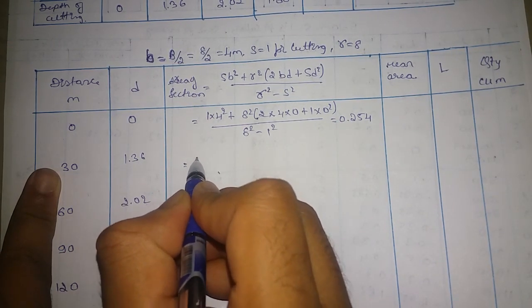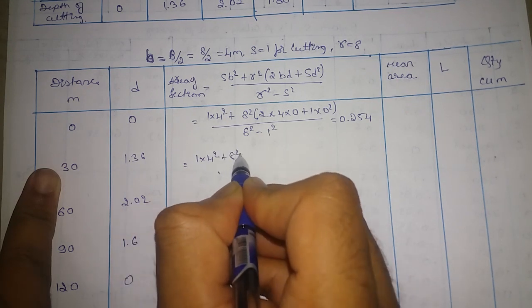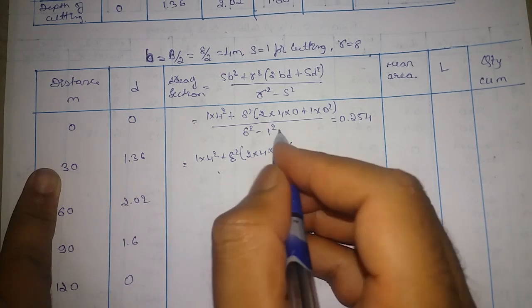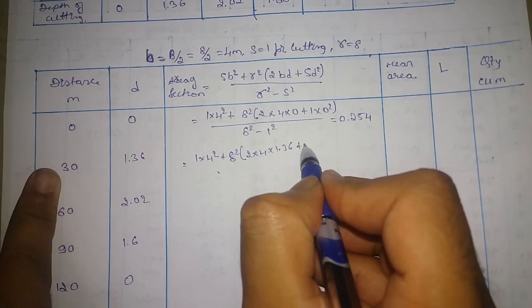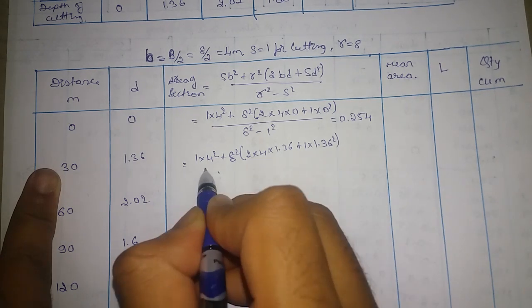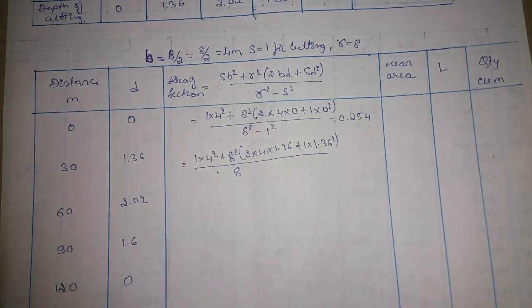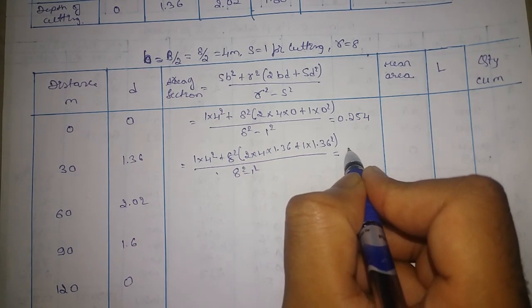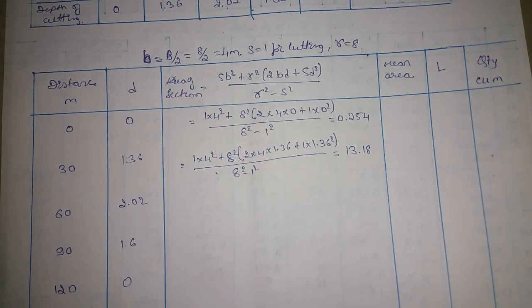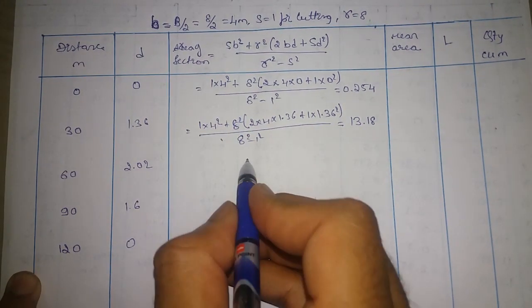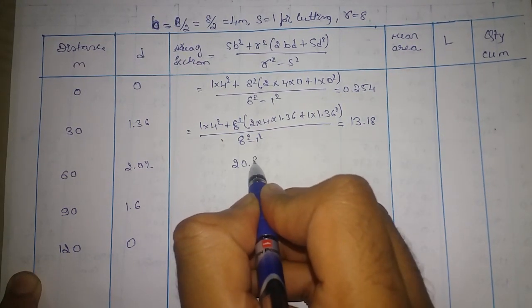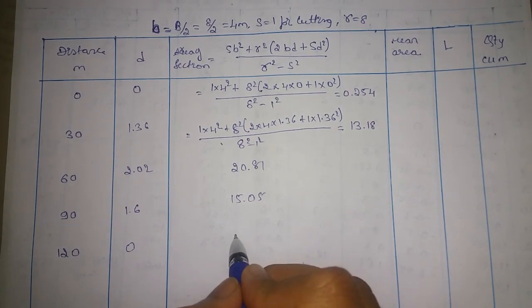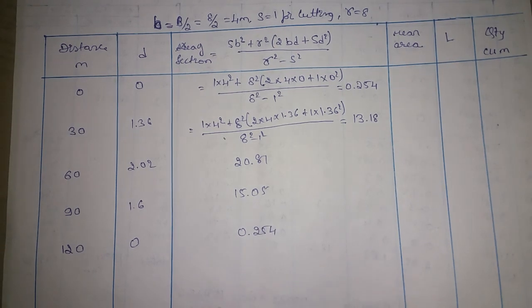Similarly go on finding out 1 into 4 square plus 8 square into 2 into 4 into 1.36. This is the distance. So 1.36 plus 1 into 1.36 square, whole divided by 8 square minus 1 square. So you will get the value as 13.16. Similarly you need to go on calculating this part, substituting it in the formula. You will get this as 20.81 and you will get this as 15.05 and you will get this as 0.254.